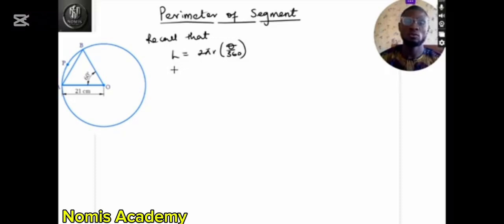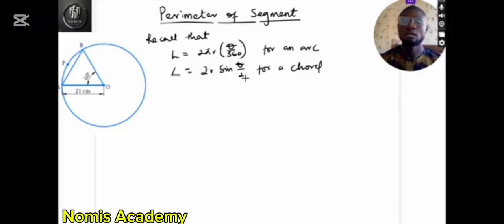Why the length of chord? Length of chord is equal to 2r sine theta divided by 2. So this is the length for a chord. So to calculate the length of a chord, 2r sine theta divided by 2. The length of an arc is 2 pi r theta all over 360. So the addition of these lengths gives me the perimeter of a segment.